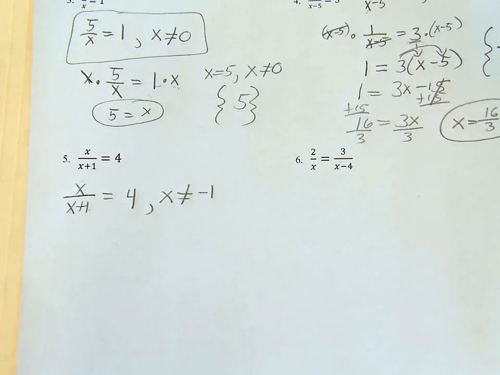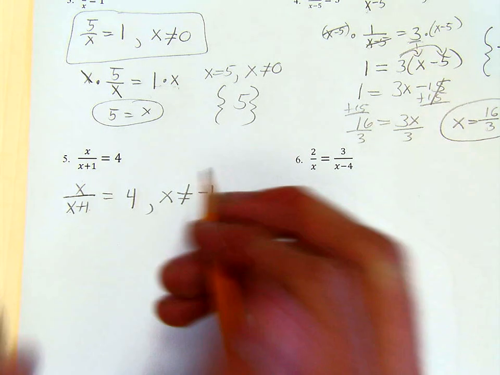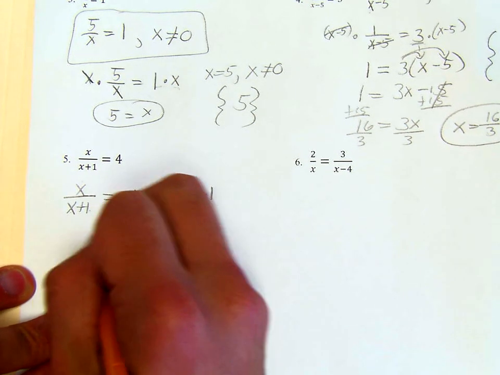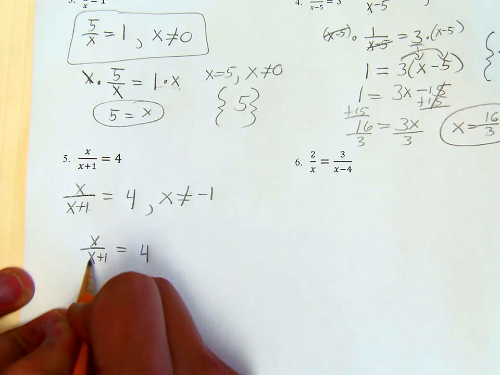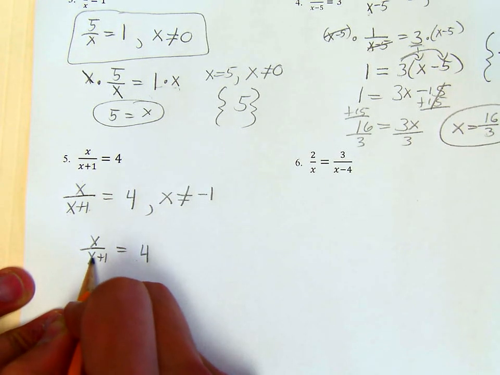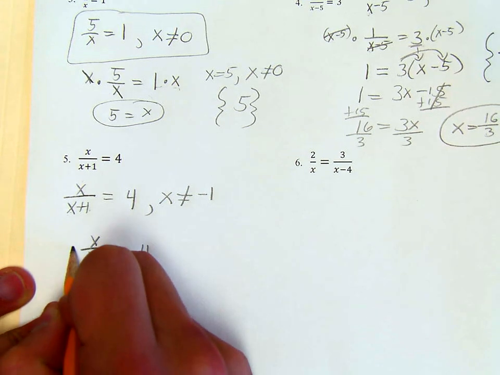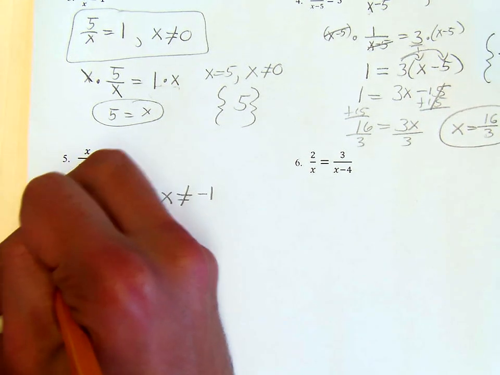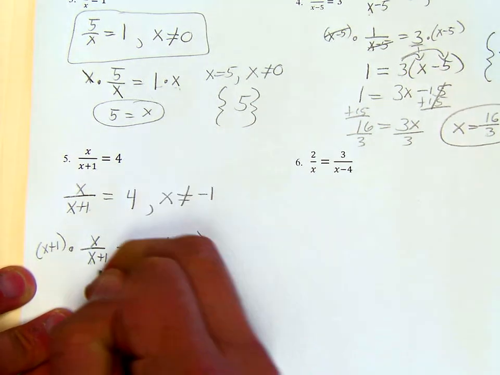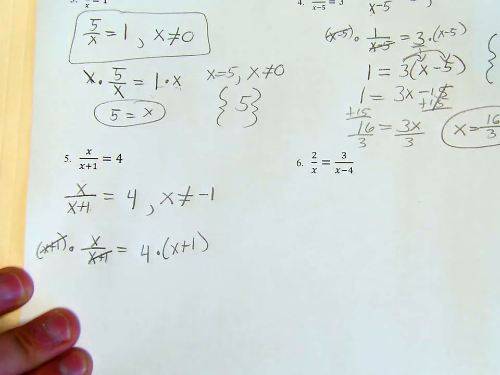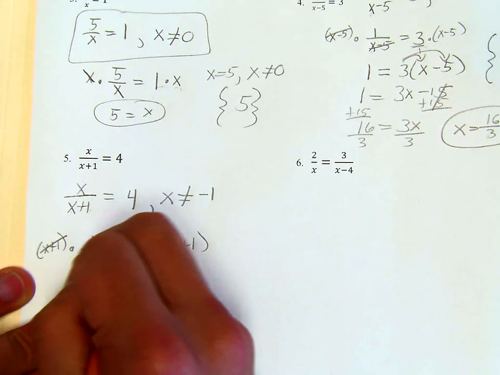So, if we were looking at this, let's go through now and solve. So we have x divided by x plus 1 is equal to 4. So on both sides, we're going to multiply by the common denominator, x plus 1. So let's multiply the left side by x plus 1. Multiply the right side by x plus 1. x plus 1 on the left side will cancel with the other x plus 1. We'll just get x is equal to 4 times x plus 1.